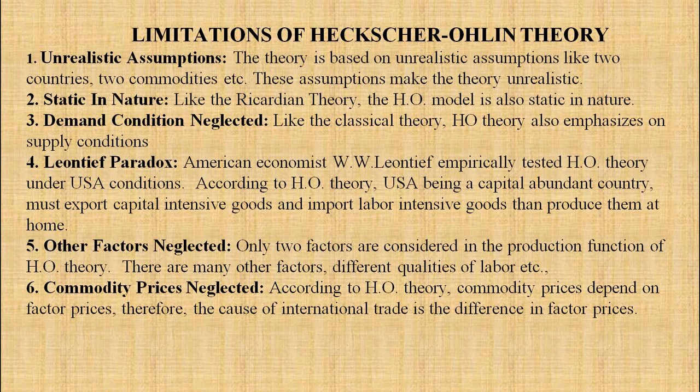Now we will discuss the limitations of the Heckscher-Ohlin theory. There are 6 limitations. Number 1, unrealistic assumptions. The theory is based on unrealistic assumptions like 2 countries, 2 commodities, etc. These assumptions make the theory unrealistic. Second, static in nature. Like Ricardian theory, the HO model is also static in nature.